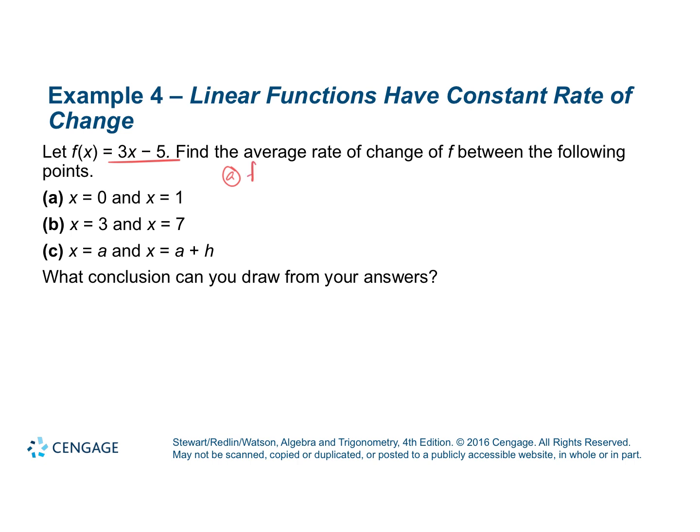When x is equal to 0, we're going to do 3 times 0 minus 5. That's going to be 0 minus 5, so we're going to get negative 5. So our point is (0, -5). Now I'm going to do the same thing for f of 1 to figure out what the point is. It's going to be 3 times 1 minus 5, so that becomes 3 minus 5, which becomes negative 2. So we get the point (1, -2).